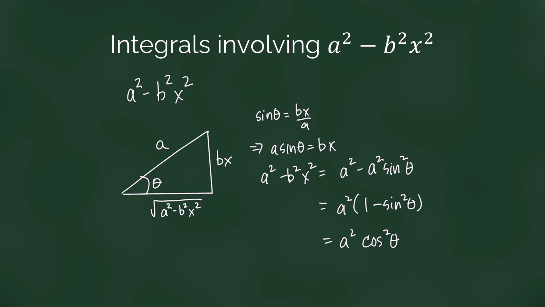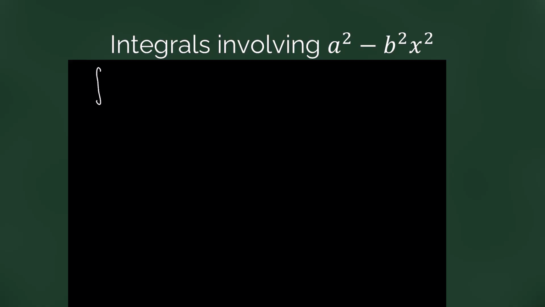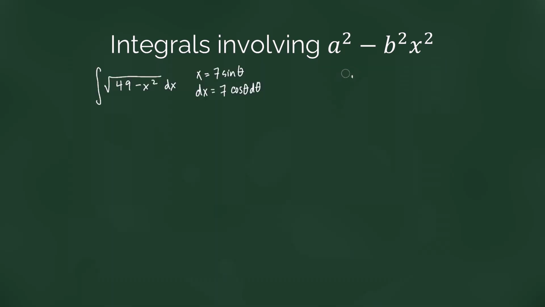Let's look at an example to see how this is useful to us. We'll take a look at the antiderivative of the square root of 49 minus x squared dx. So in this case, our a value is 7 and our b value is 1. We're going to write x equals 7 times the sine of theta, which will give us that dx is 7 cosine theta d theta. Plugging that in, we get the square root of 49 minus 49 sine squared of theta, all times 7 cosine theta d theta.